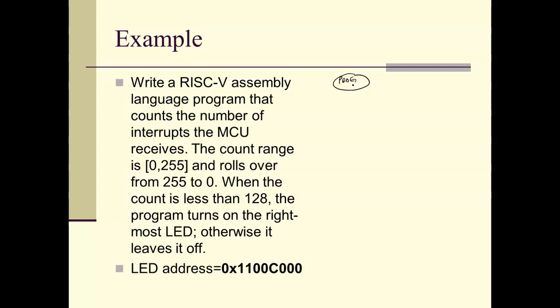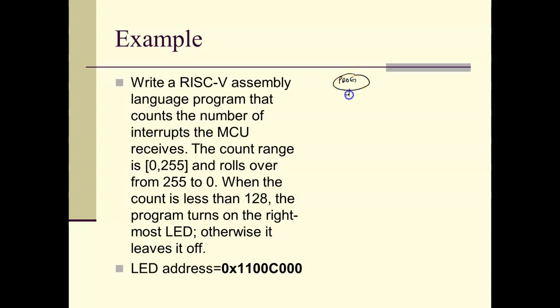Okay, so what we have here is a problem where every time it gets an interrupt, it advances a counter. When that counter is less than 28, let's see what it says here. Oh, it turns on the rightmost LED. So remember, this is a counter that's counting 0 to 255. When the count is less than 28, the rightmost LED is turned on. Okay, so let's go ahead and do that.